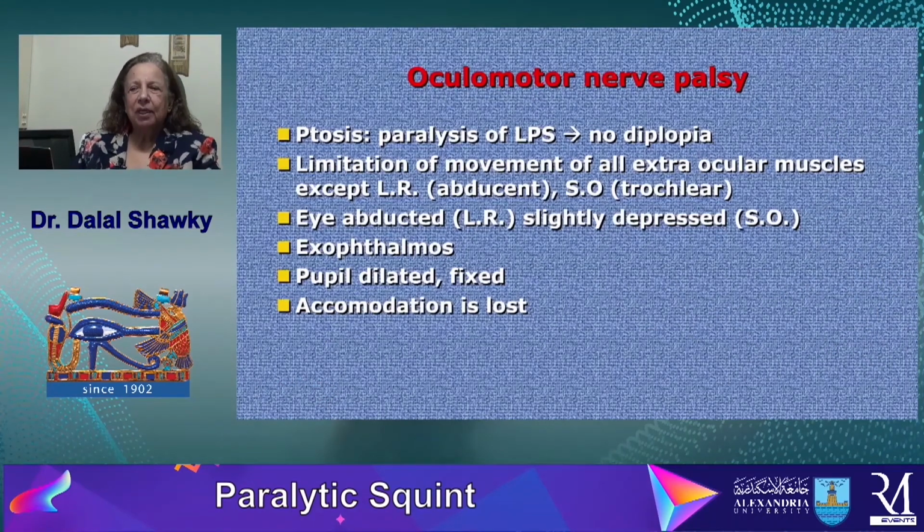Now, the last of all is the oculomotor nerve palsy. The oculomotor nerve palsy is accompanied by ptosis. Ptosis because the oculomotor is supplying as well the levator palpebrae superioris muscle in addition to the extraocular muscles. So the ptosis is a cause of paralysis of the levator palpebrae superioris, and in this case the diplopia is masked. It is not no diplopia, but the diplopia is masked by the presence of ptosis. And if we elevate the upper eyelid manually, the patient will complain of the diplopia.